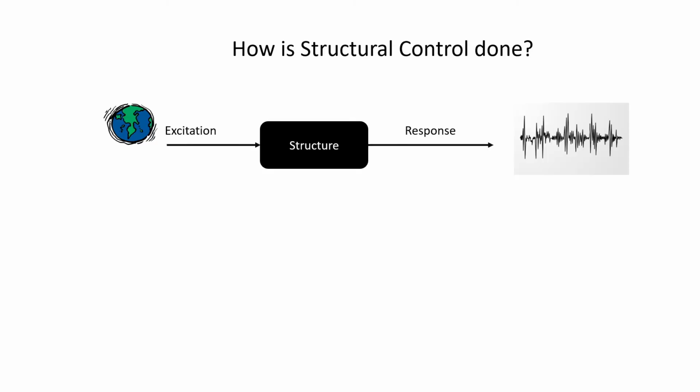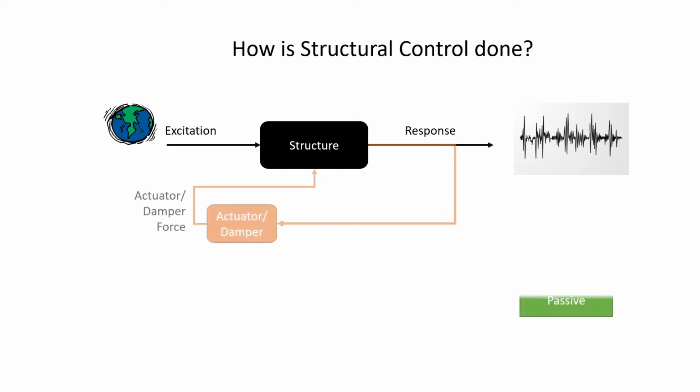So, you may be wondering how structural control is conducted. Well, here's a short response. Excitations cause structures to respond through vibrations. If your structural control solution is passive, your structural response will interact with your dampers to create damping forces, which in turn dissipate kinetic energy for your building.